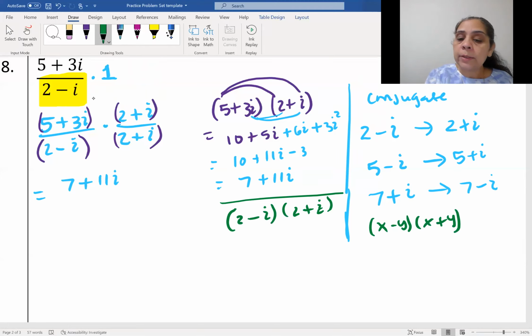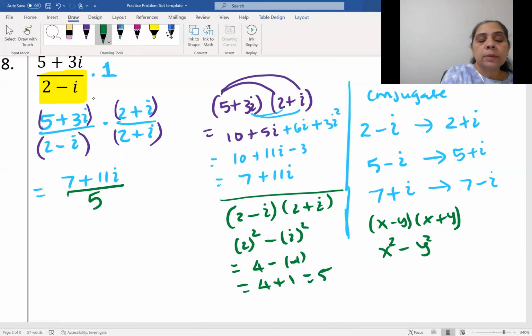So we can check, can we simplify more? We need to check in the denominator, do we have i? No. So that is your answer. Now remember, we need to write in a plus bi form. So I will write down the real part, 7 over 5 plus 11 over 5 i. So that is in a plus bi form.